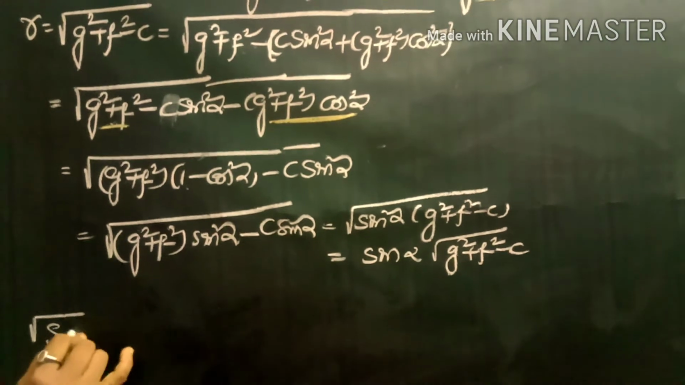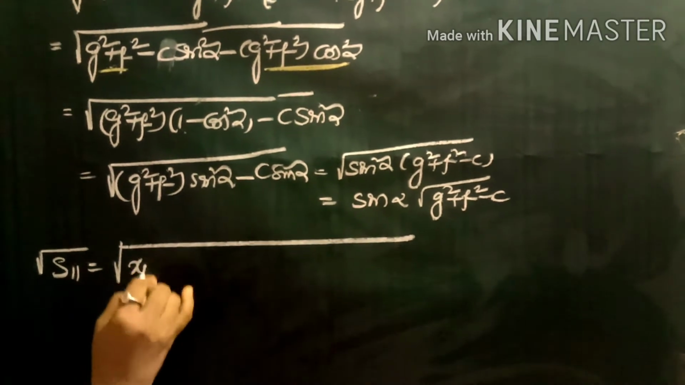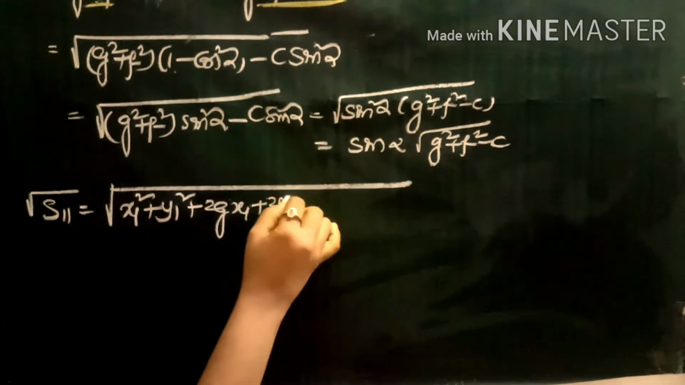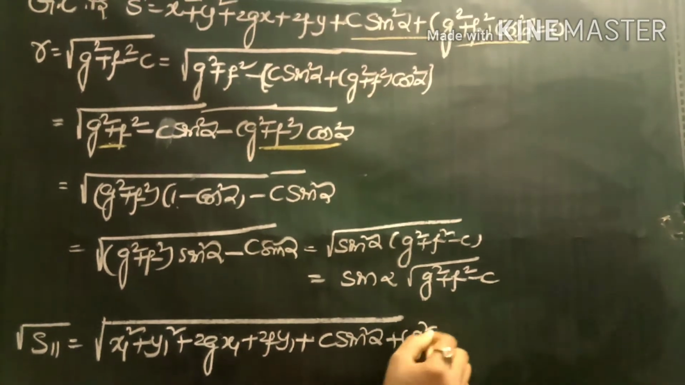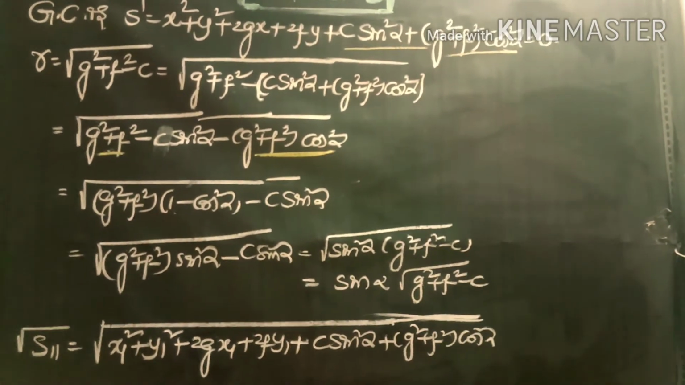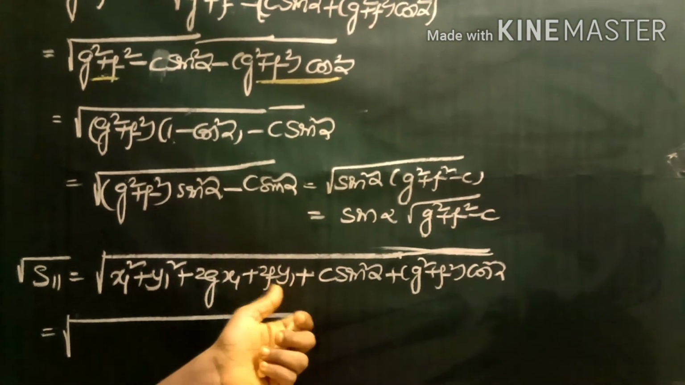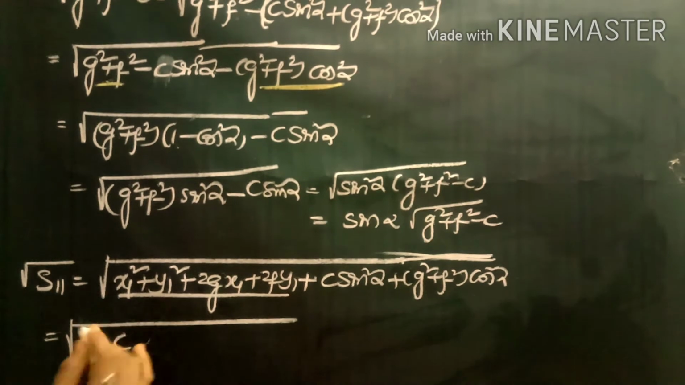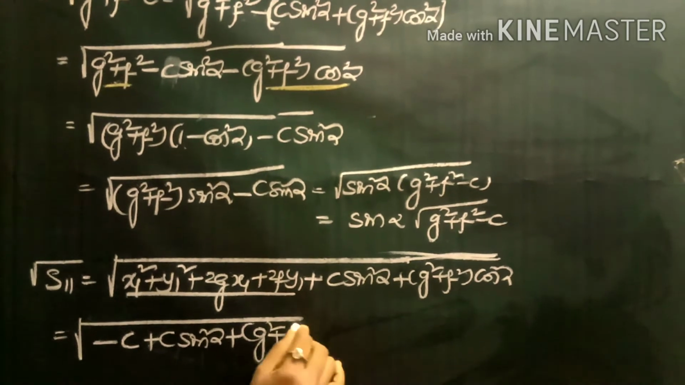Now we find the √S11 value. S11 is obtained by substituting (x1, y1) in the above circle equation, that is x1² + y1² + 2gx1 + 2fy1 + c sin²α + (g² + f²) cos²α. We already know that x1² + y1² + 2gx1 + 2fy1 is equal to −c. So this is −c + c sin²α + (g² + f²) cos²α.